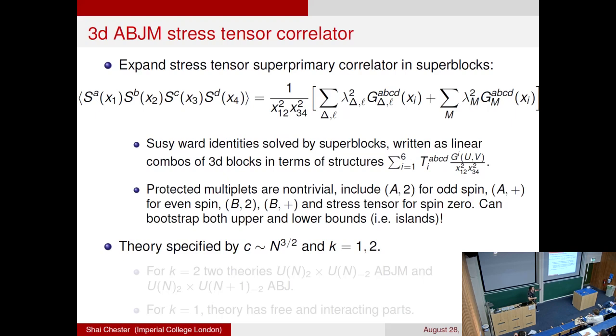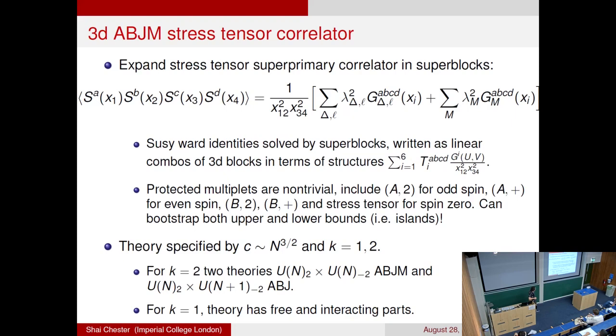We're only focusing on maximal supersymmetry, which is why K is just going to be 1 or 2. I should note that for K equals 2, there's actually 2 theories. One's called ABJ, one's called ABJM. Whereas for K equals 1, it's actually a product theory, because there's a free part and an interacting part. We only talk about the interacting part.